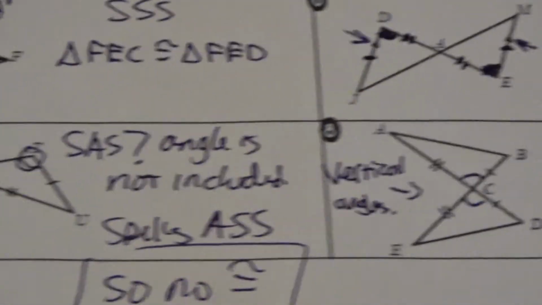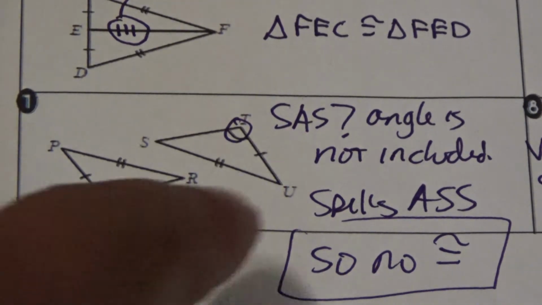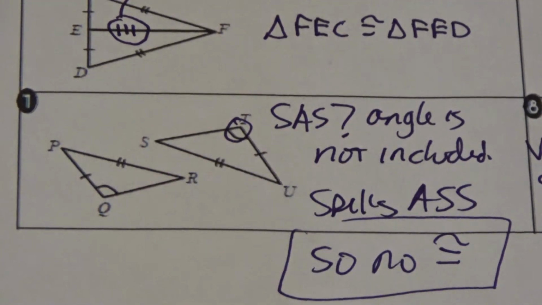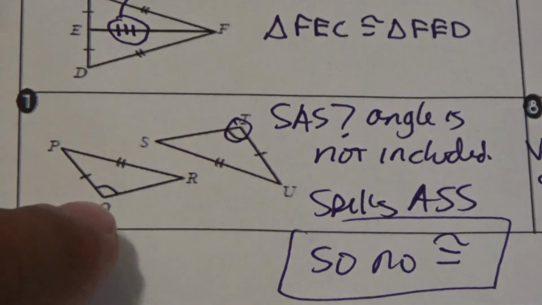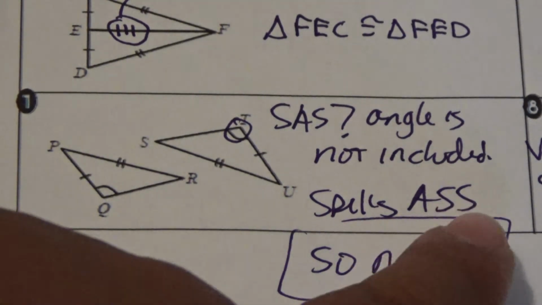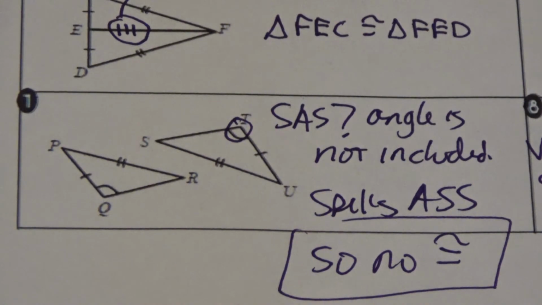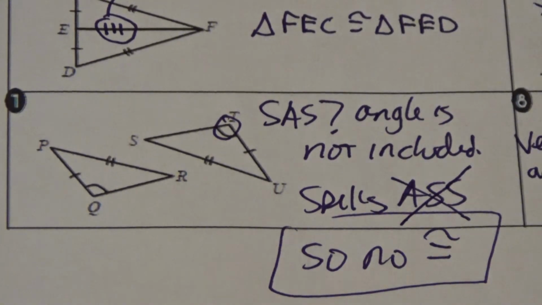Example 7. Similar to number 4, we have an angle and we've got two sides. But again, the angle is not included. It's not in the middle. So we have an angle, a side, a side. We have an angle, a side, a side. So what does that spell? Yeah, so no, we can't do that one. We cannot prove that those two triangles are congruent.